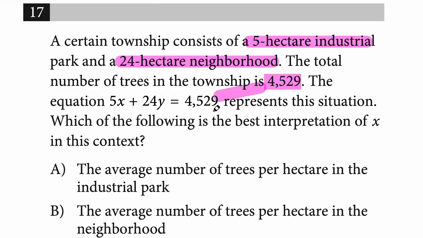Now, if I compare the given data with this equation, this is about total number of trees, right? 4,529 is total number of trees. That means we are talking about trees. And this one is land and this one is also land, 5 hectare and 24 hectare. That means X and Y is about trees.